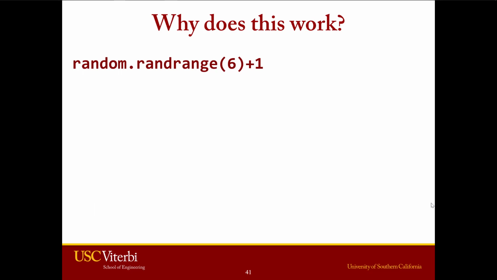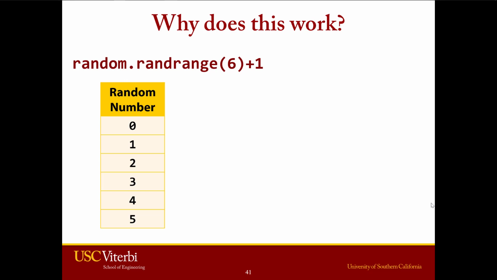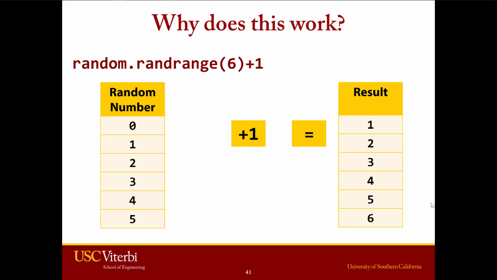So the reason that this works is because if you look at the first part, random.randrange of 6, remember, that's going to generate a random number that's going to be 0 through 5. Whatever that number is, you're going to then add 1 to it. And if you think of all the possibilities that you could get, you then would get 1 to 6. So every time you get the number 0, you add 1 to it, you get 1. The other end, you get the number 5, you add 1 to it, you get 6. So sometimes if you need to shift a range of numbers, that's an easy way to do it. It's just add whatever you need to.